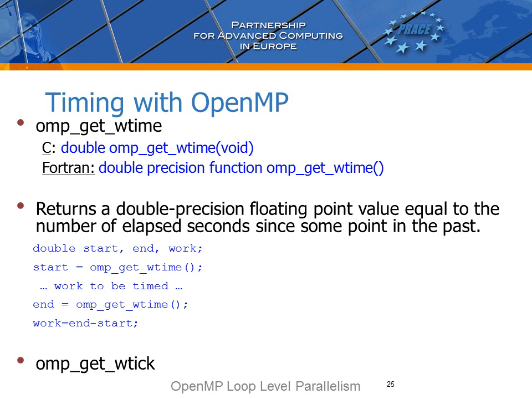The omp_get_wtick, similar to omp_get_wtime, returns a double precision floating point value equal to the number of seconds between two consecutive clock ticks.